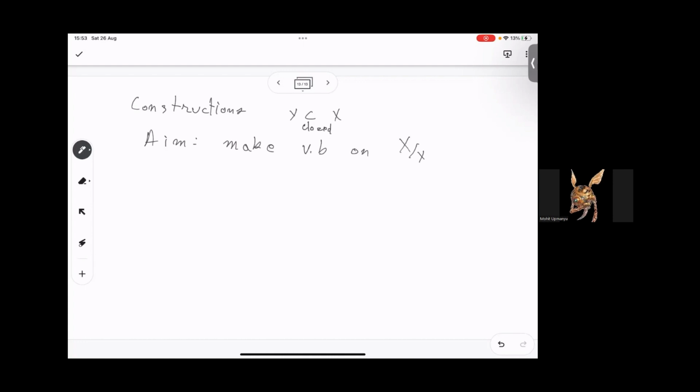How do you construct vector bundles on the quotient space? We'll need to impose some extra conditions on the vector bundle, otherwise it won't work. But let E be a vector bundle on X such that E restricted to Y is trivial, via some isomorphism alpha. Then, if we have such a vector bundle, the aim is to get a new vector bundle on X mod Y.